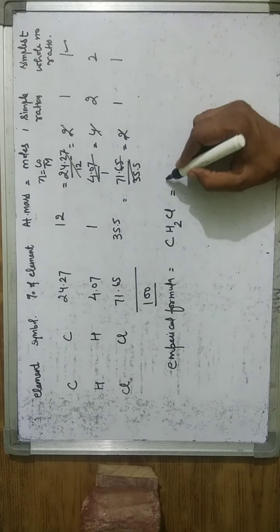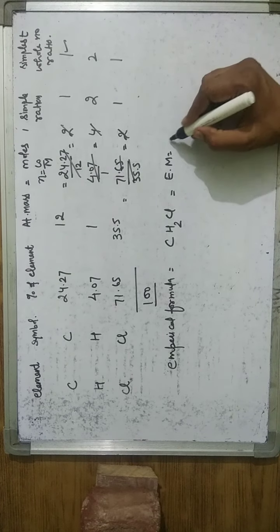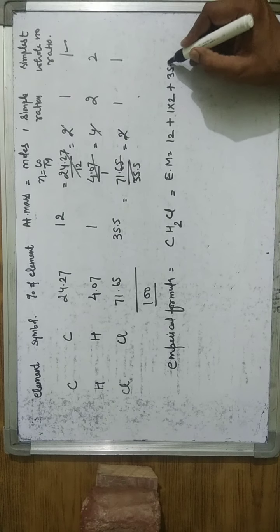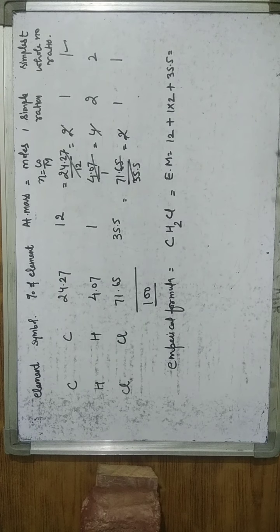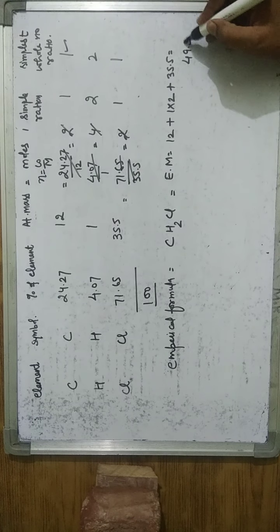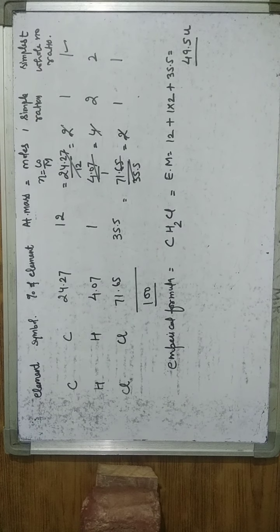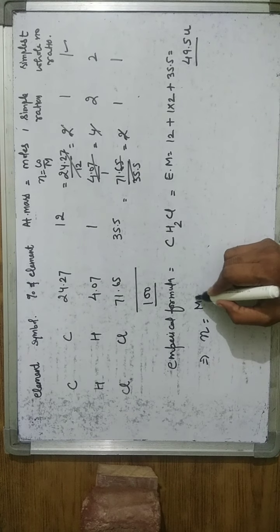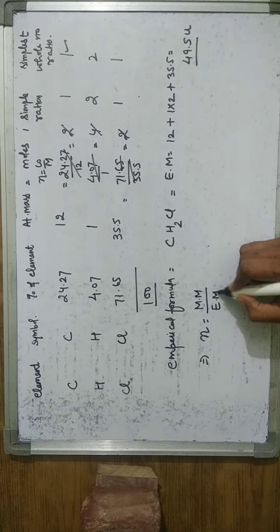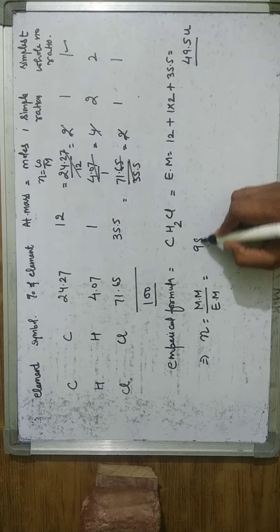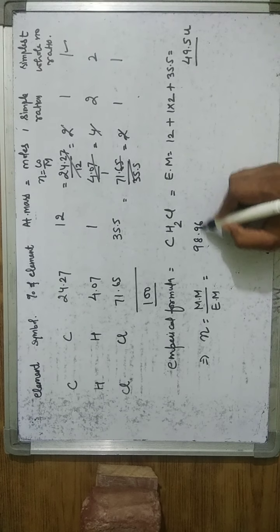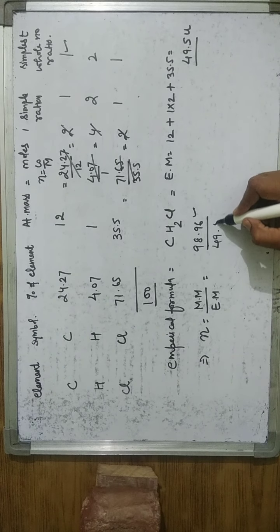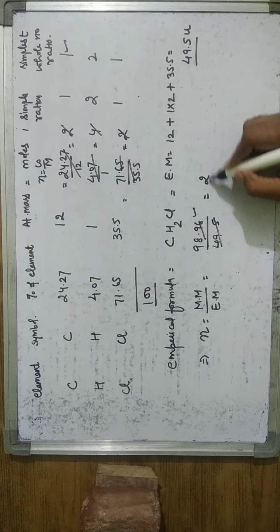Here you can find the empirical mass. The mass of carbon is 12. The mass of hydrogen is 1, but 2 atoms are there. Now 35.5. Your empirical mass is 49.5. Now we have to find the value of n. n is equal to molecular mass divided by empirical mass. Molecular mass is already given to you, 98.96. That is given in the numerical problem. And empirical mass is 49.5. Now the n factor is 2.